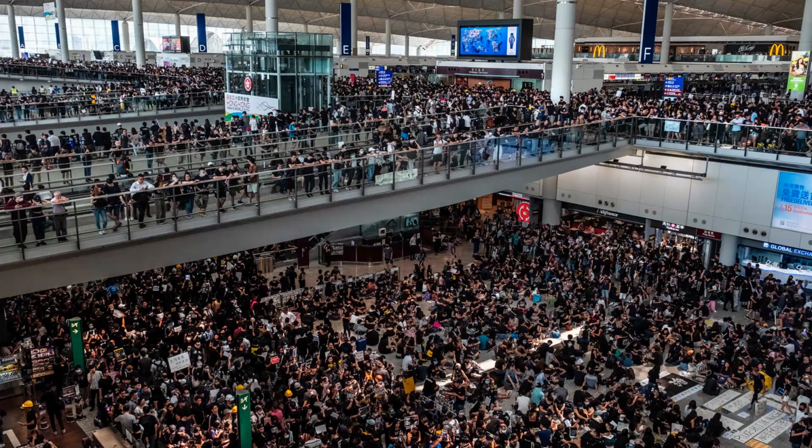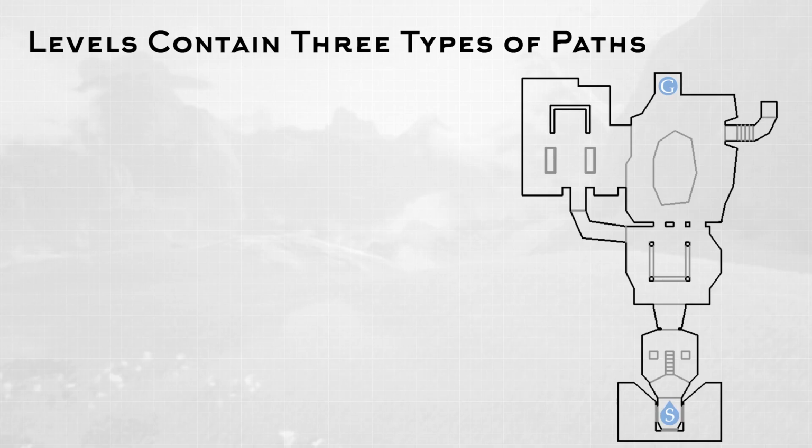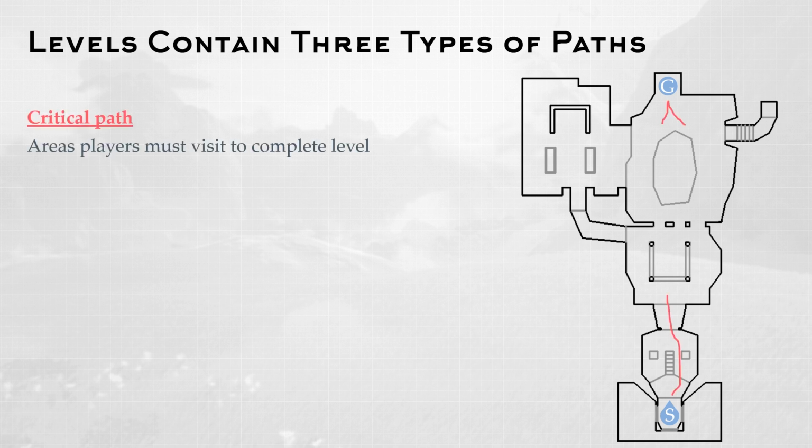To get started with the player guidance in your own levels, it's very useful to break down your levels into 3 different kinds of paths. So when you have your level layout, you have a starting position for your player, and you have defined the goal of the level. First of all, there's the critical path. This includes all the areas that your players have to visit in order to complete the level and progress in the game. Usually a large part of your budget is spent on the critical path because you're sure that all players will see these areas.